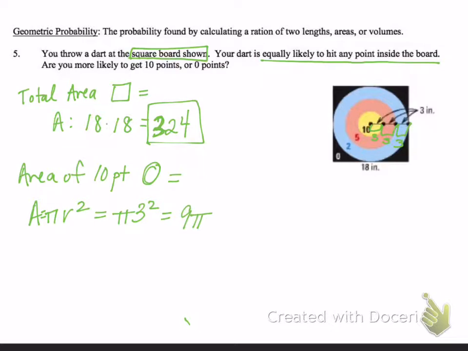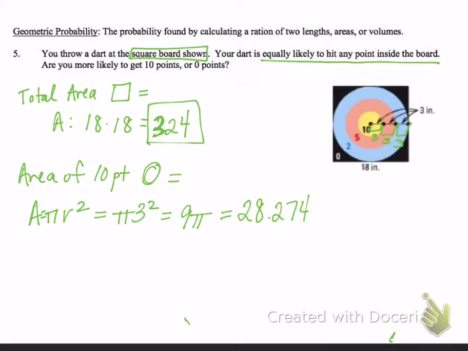Put the pi in your calculator, and I want you to get a decimal. But don't use 3.14. You get what? Go out 3 decimal places. 28.274.